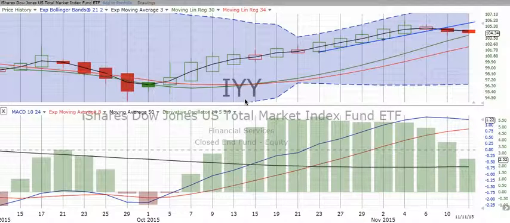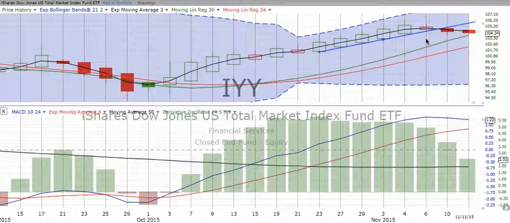We always start with IYY, and what do we see with the total market? That's what IYY represents. It's the iShares Dow Jones U.S. Total Market Index Fund. It's an exchange-traded fund. It tracks the whole market, all the stocks. We always start with that, then we go to the S&P 500, and then the Qs, which is the NASDAQ 100, then gold. What do we see happening on the two-day chart?